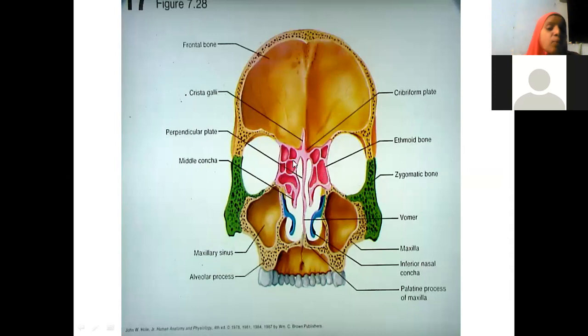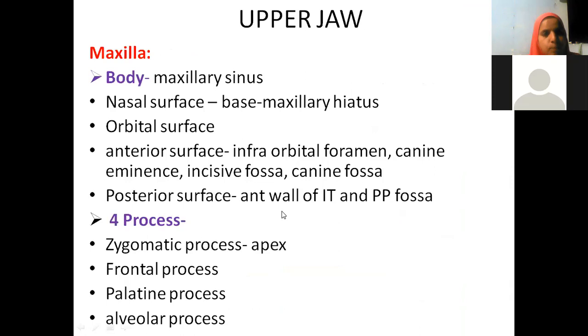In the sphenoid bone, I said we have the sphenoid air sinus. In the frontal bone, we have the frontal air sinus. In the maxillary bone, we have the maxillary air sinus. And in the ethmoid bone, so many empty spaces are there, which are called air cells. So these are the anterior, middle, and posterior ethmoidal air sinuses.